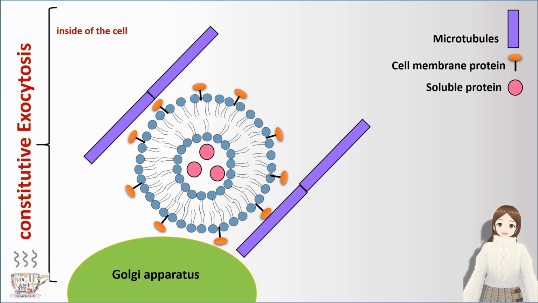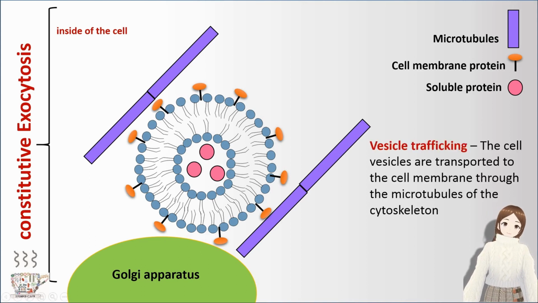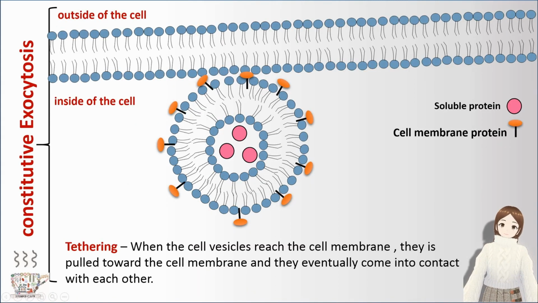I want to talk about constitutive exocytosis steps. The first step is vesicle trafficking. The cell vesicles are transported to the cell membrane through the microtubules of the cytoskeleton. The second step is tethering. When the cell vesicles reach the cell membrane, there is a pull towards the cell membrane and they eventually come into contact with each other.